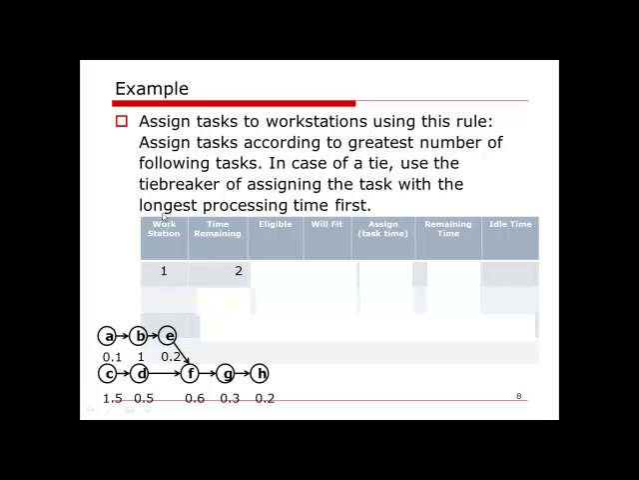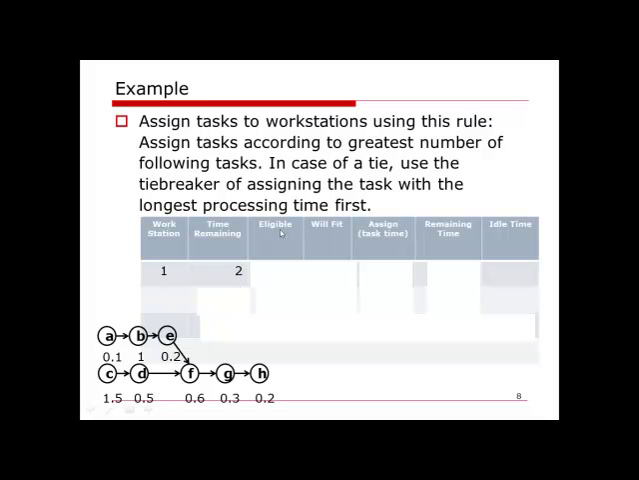So column 1 is the number of the workstation. We start with the first workstation. Time remaining is, well, what is the remaining available time for this workstation? The start working time is the cycle time, because all jobs assigned to each workstation need to be finished within the required cycle time. As we calculated earlier, for this problem, the required cycle time is 2 minutes. So every single workstation will start with 2 minutes available time.